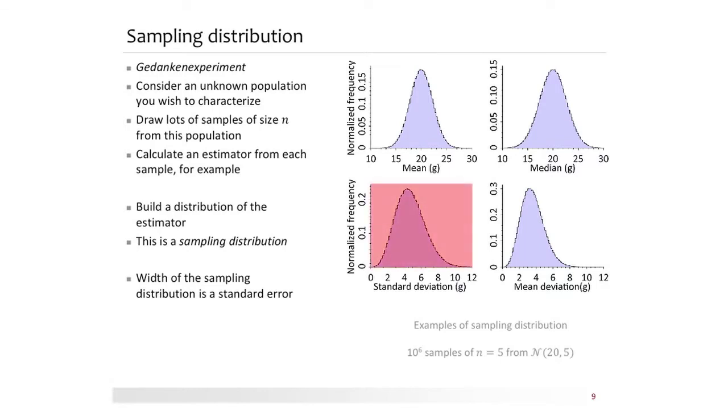This is the sampling distribution of the standard deviation. It's a bit asymmetric. There is a tail here. This is the mean deviation I mentioned last time. So all of these and many others, they are sampling distributions. They describe how a given parameter or attribute of a sample behaves.